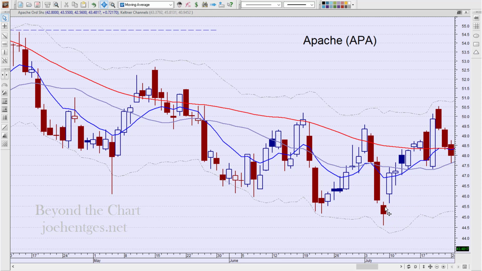And so it gapped up. We closed down here at 45.11. It gapped up and opened at 46.09. Then it pulled back some. So our entry occurred right in here.